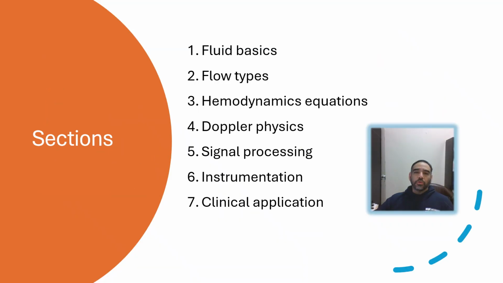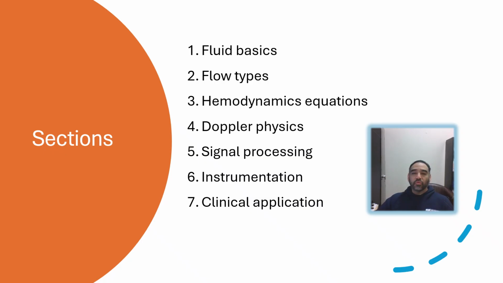Now that we've worked through flow types, let's zoom back out and look at the full progression of phases. So we began with fluid basics, understanding what blood is as a fluid and what allows it to move. Then we moved into flow types, where we examine how blood moves: laminar, plug, pulsatile, disturbed, turbulent patterns. And that gave us a visual and conceptual understanding of velocity and velocity distribution within those vessels. Today we transition into phase 3, which is the hemodynamic equations.